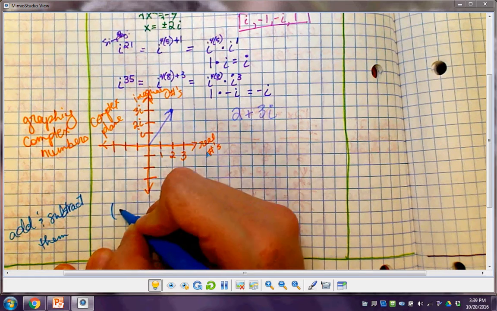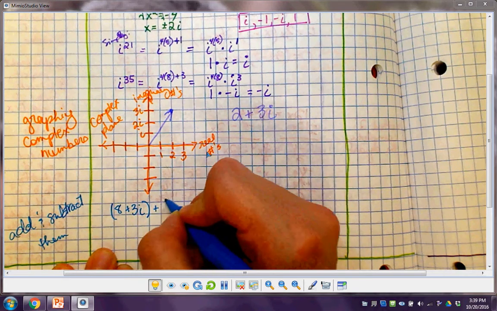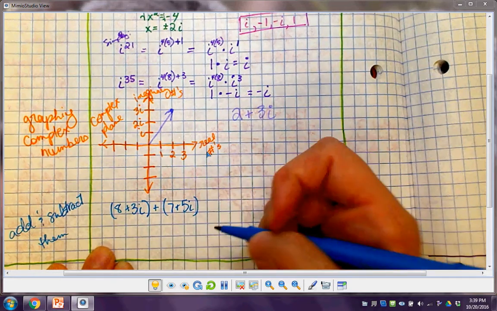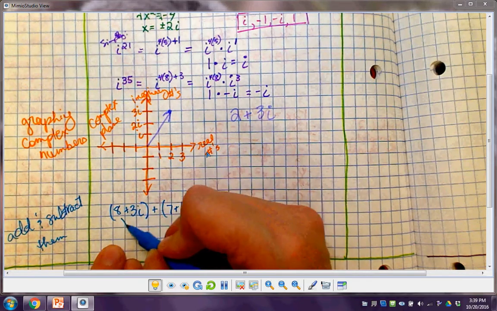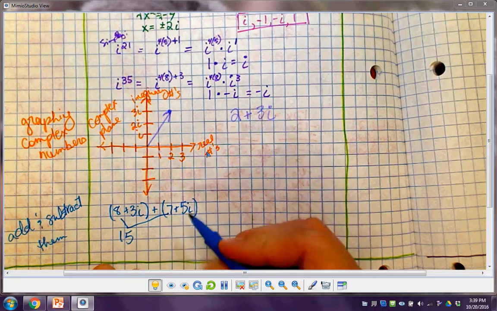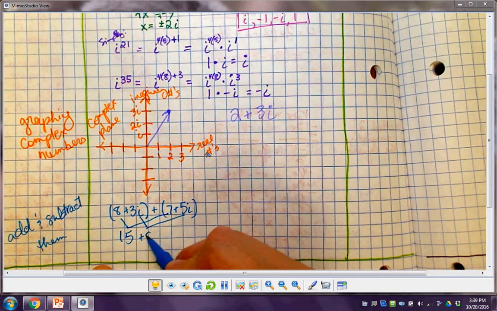So let's say we have 8 plus 3i plus 7 plus 5i. Well, we're going to combine the like terms. I'm going to combine my real numbers, which are 8 and 7, together are 15. And I'm going to combine my non-real numbers. 3i plus 5i is 8i.